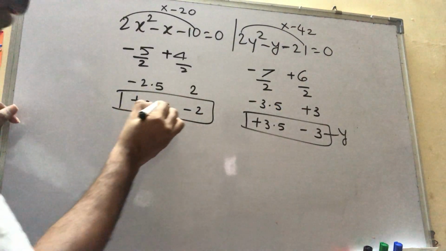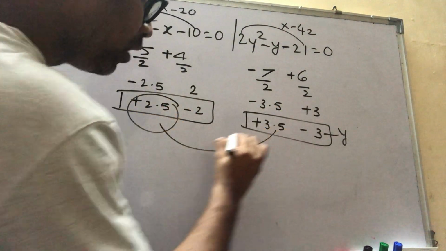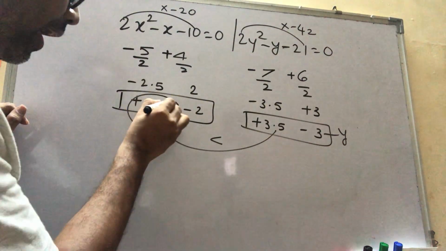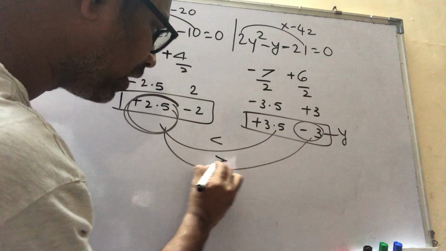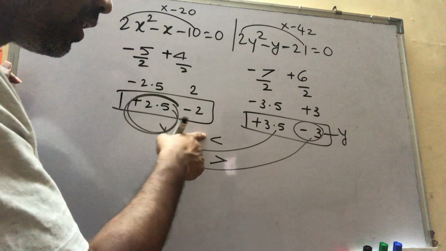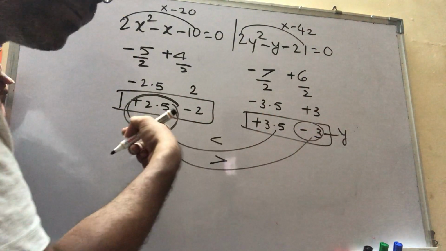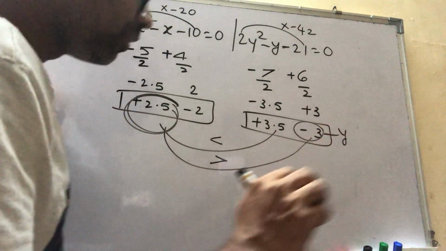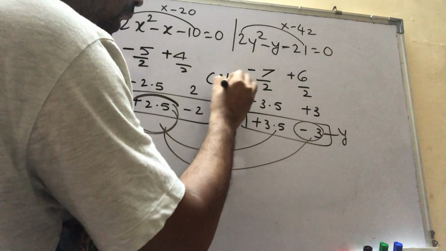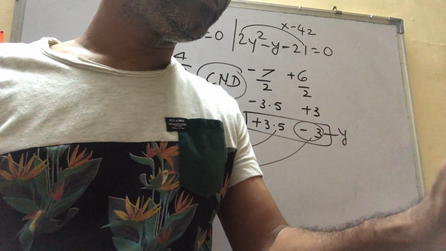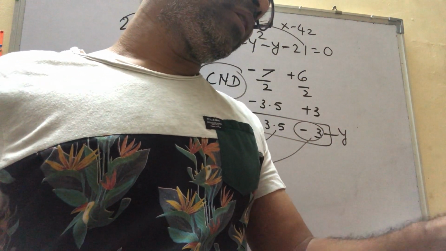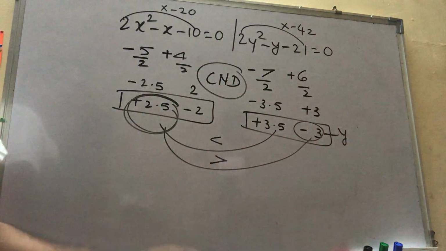So now when you compare plus 2.5 with 3.5, obviously 3.5 is greater. And when you compare plus 2.5 with minus 3, obviously plus 2.5 is greater. So again in one equation, once y is greater and once x is greater. So it means C and D, cannot be determined. Write down this. Is this clear to everyone? Great. Cannot be determined.